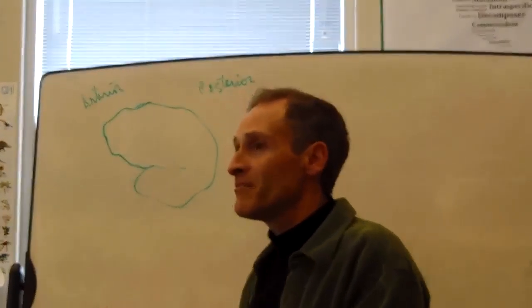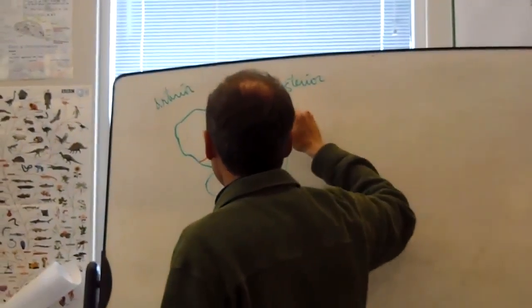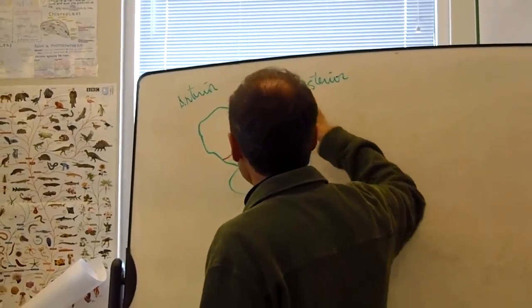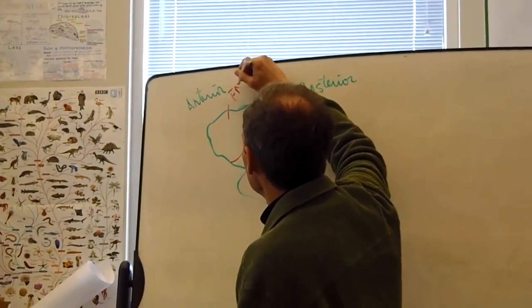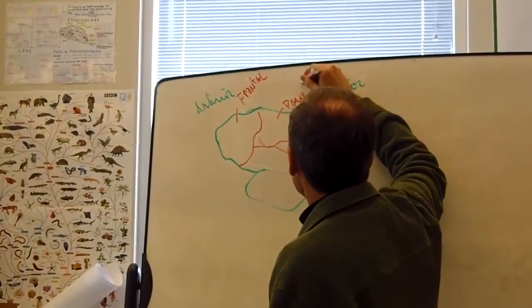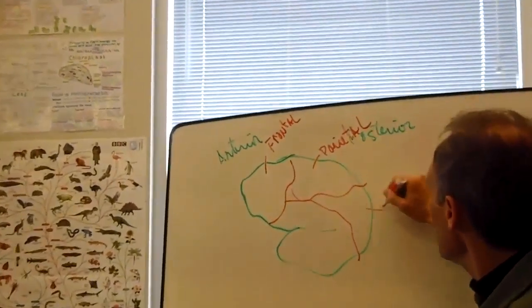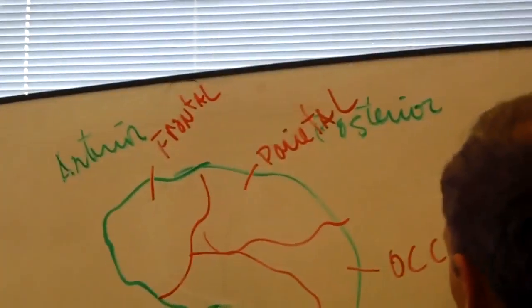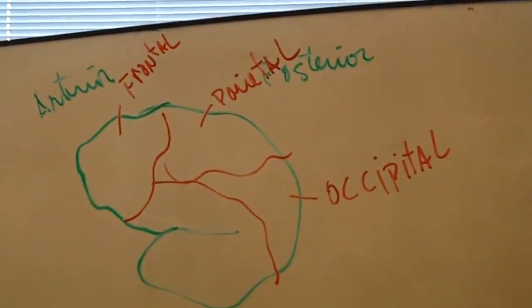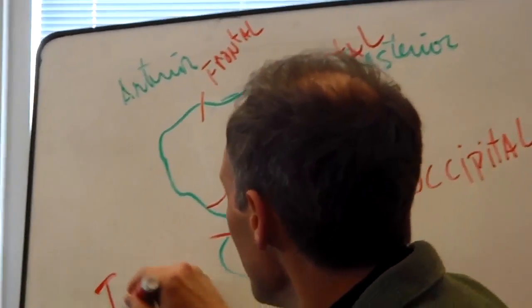You have the lobes of the brain. There are 4 primary lobes of the brain. You've got the frontal lobe, parietal lobe, the temporal lobe, and the occipital lobe. So this is frontal, parietal, and oops, I wrote over the other. And then you've got the occipital. Now try to write neater so you can actually read it. Then you got the temporal.